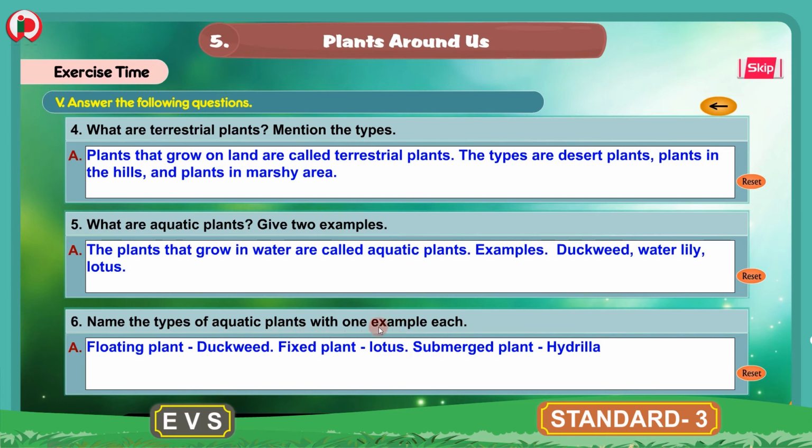And what are the examples? Duckweed is an example for floating plant. And lotus is an example for fixed plant. And hydrilla is the example for submerged plant. Children, these are the answers for the given questions. You can write these answers in the workbook. And now we will move to the next section.